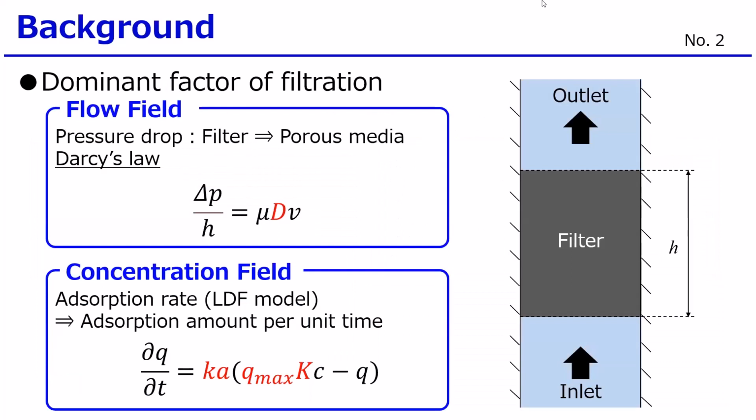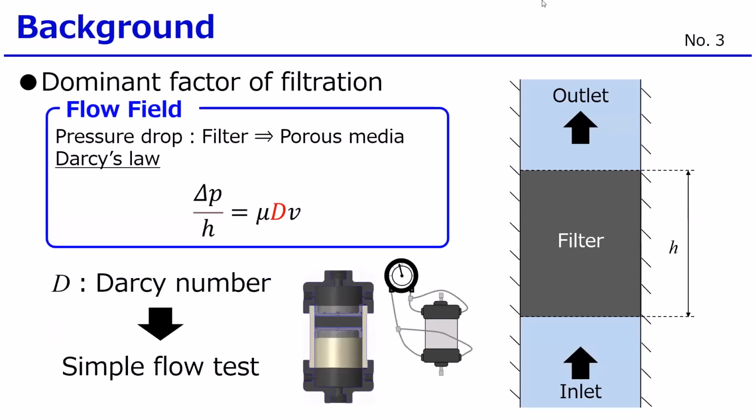And next, I'll talk about the dominant factors of filtration performance. The dominant factors are the flow field and the concentration field. First, I talk about the flow field. The filter is treated as a porous media. The flow field that includes the porous media has a pressure drop. This pressure drop is represented by Darcy's law.